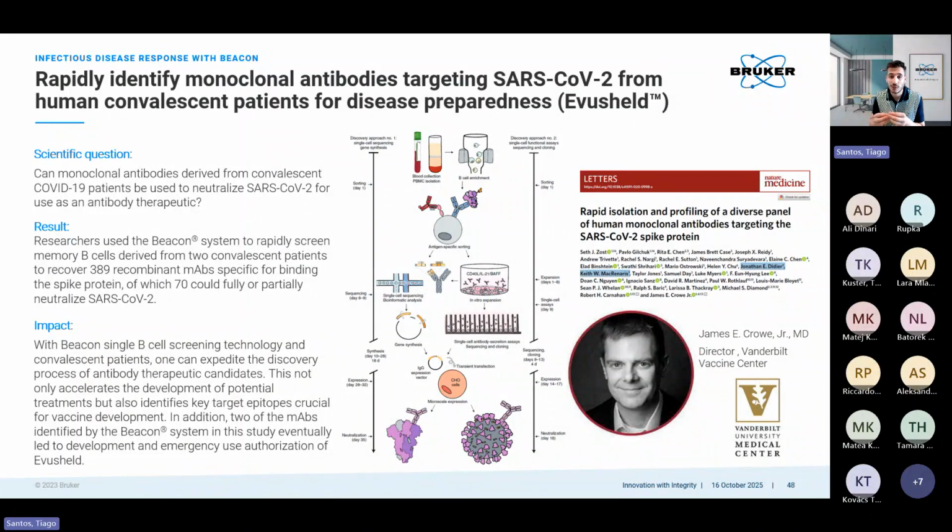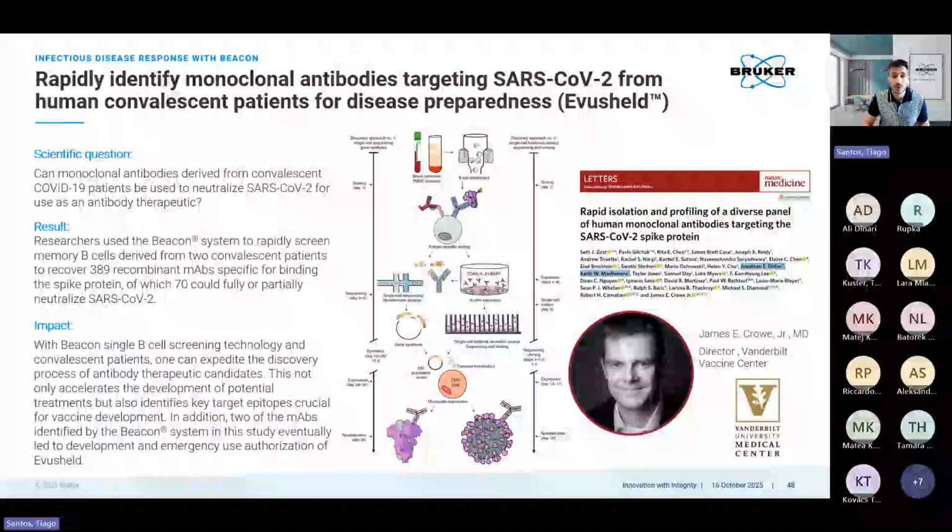Especially when you have to be fast on pandemic preparedness, Beacon really enabled this. And actually, two of these antibodies were licensed by AstraZeneca, and they were part of this cocktail, Evusheld, that was used during this emergency period during COVID-19.